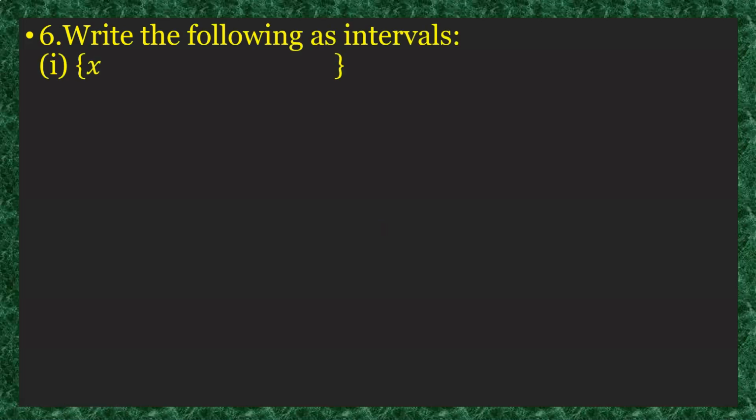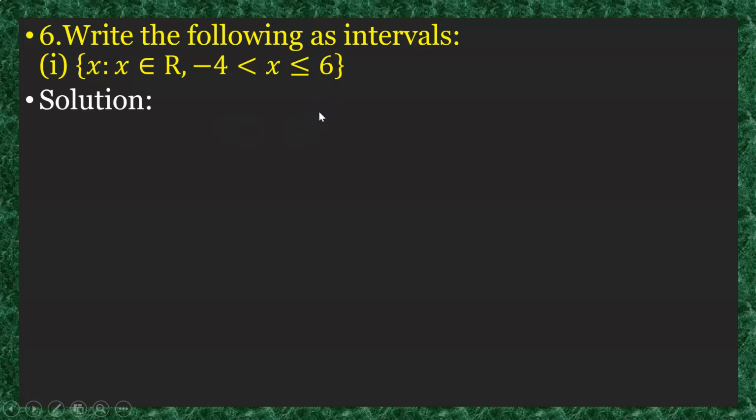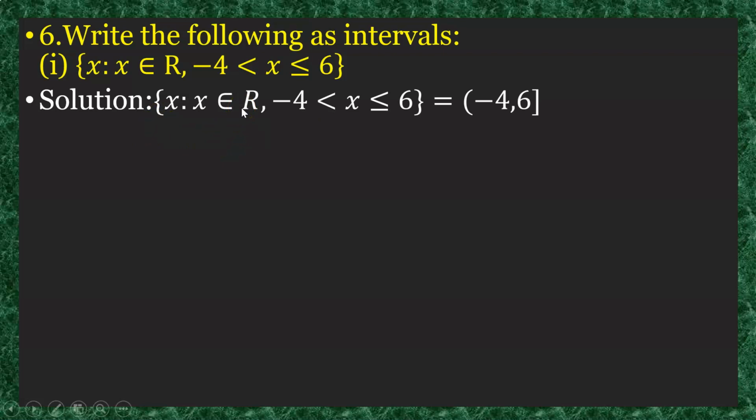Next question. Write the following as intervals. X is such that X belongs to the set of real numbers and X lies between -4 and 6 and equals 6 also. Now the solution. X is such that X belongs to the set of real numbers, and here -4 is open and 6 is closed. -4 is not contained in this interval, but 6 is contained. There is a less than or equal to sign.